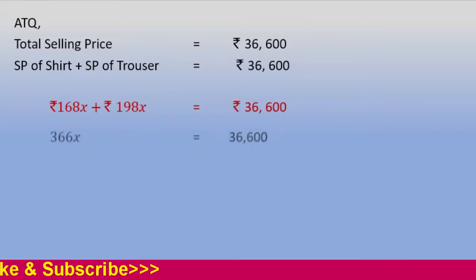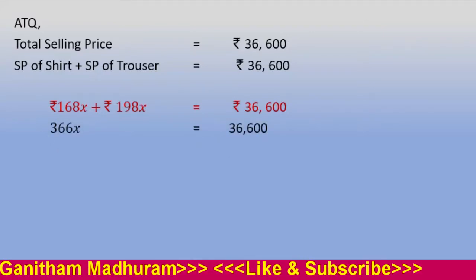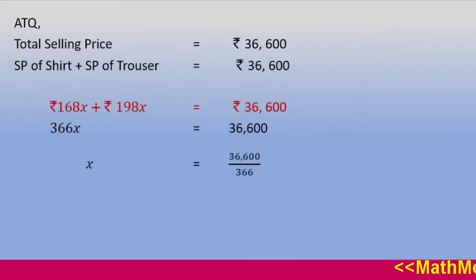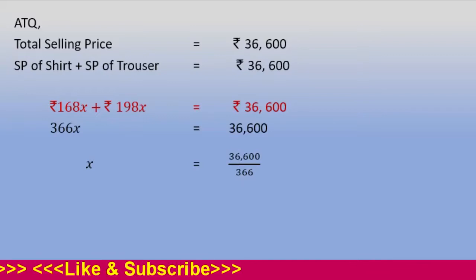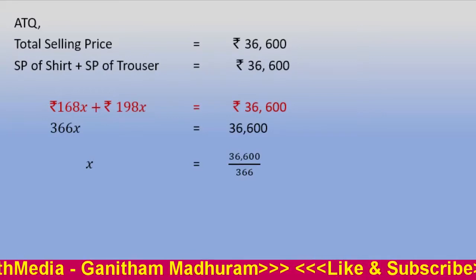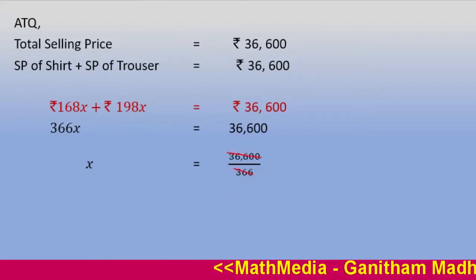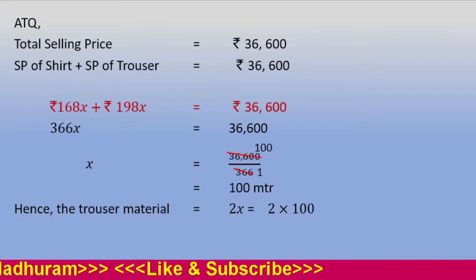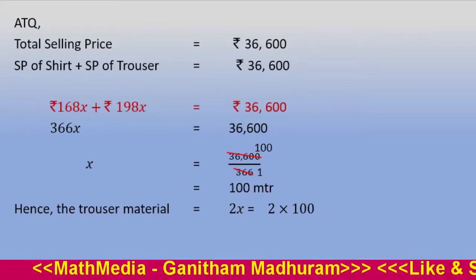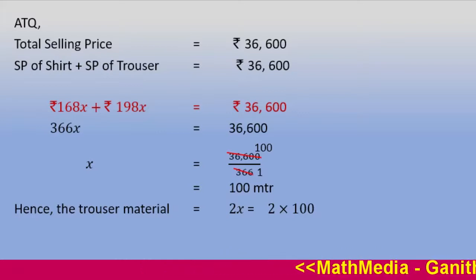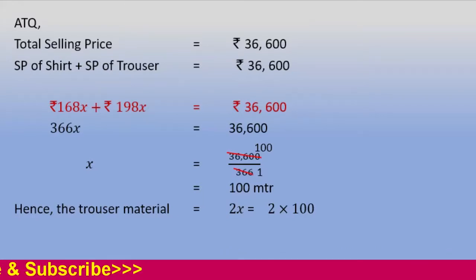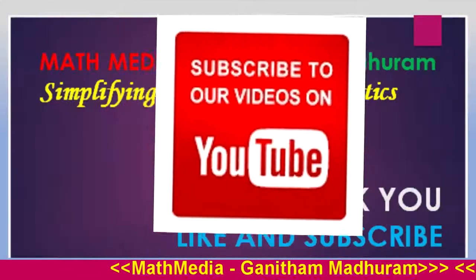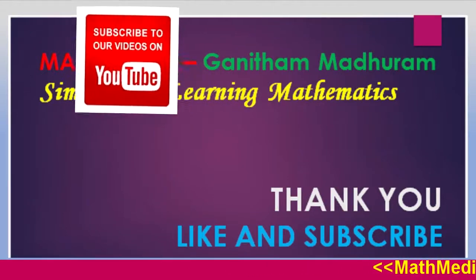Now add the LHS, you will get 366x equal to 36,600. Now solve for x. X equal to 36,600 upon 366. After cancellation, we will get 100 meter. X equal to 100 meter. In the question, they are asking about the length of trouser material he bought. Hence, the trouser material he bought equal to 2x equal to 200. Hence, he bought 200 meter trouser material.